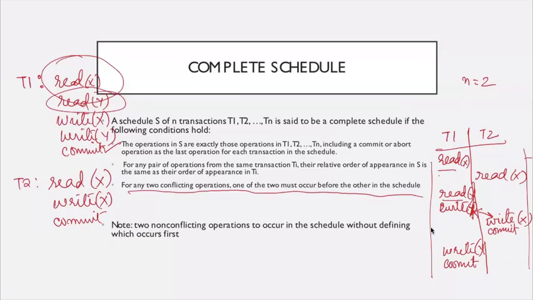Now here you note one point, that two non-conflicting operations can occur in the schedule without defining which one occurs first. So here we are saying that if there are two conflicting operations, then one must occur before the other, but nothing is being said about the non-conflicting operations in the schedule. So that means for the non-conflicting operations, there is no need to have an order. Okay, so that is going to give us some way by which we can think of looking at schedules for concurrency control. So this is a complete schedule.